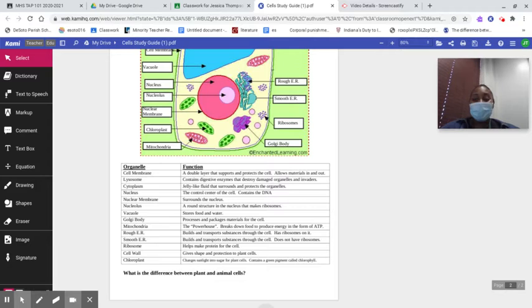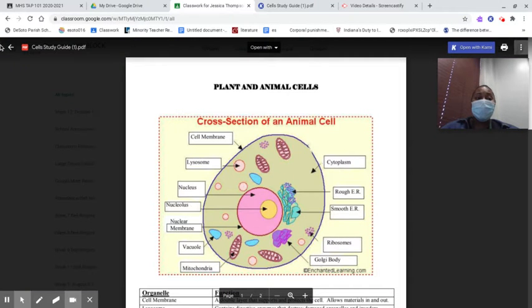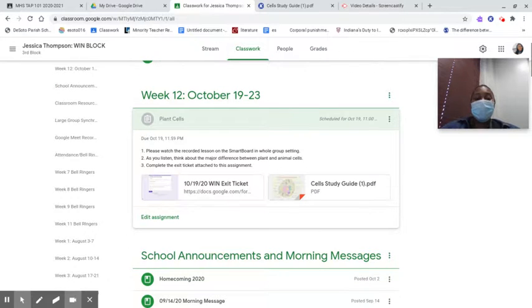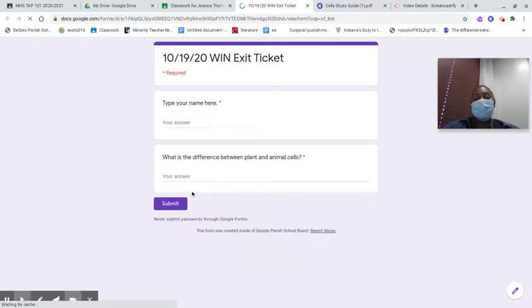What you're going to do now is go in, look at these, and with one or two of your partners, discuss these organelles and some of the major differences between plant and animal cells. Because before you leave at the end of class today, you are going to have to complete an exit ticket. The exit ticket is already posted for you. It is attached to the assignment, and all you have to do is click on the Google form and the exit ticket will appear.